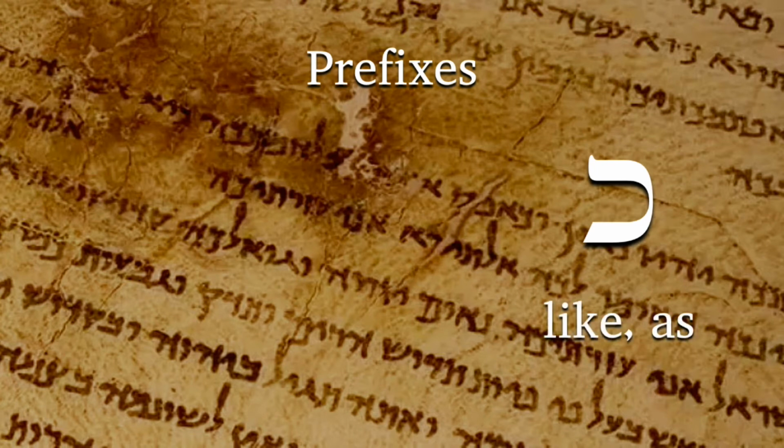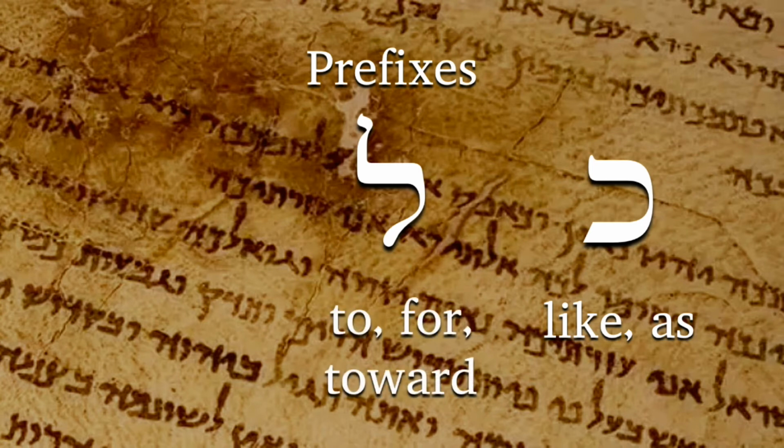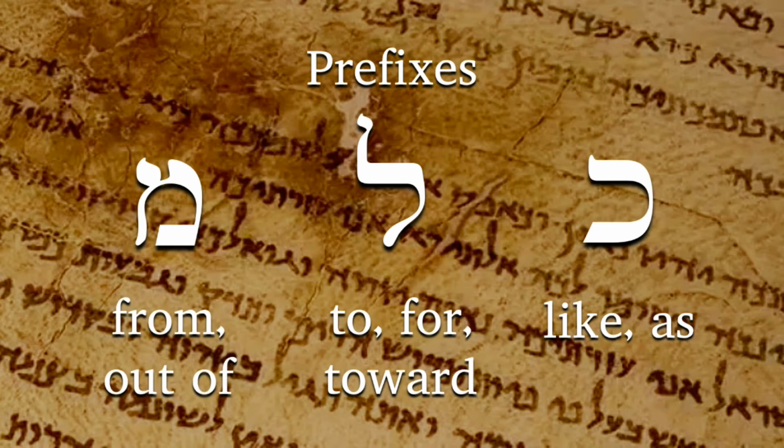The new prefixes was the letter kaf, which means like or as. The lamed was a prefix. Remember, that was a shepherd's staff or hook, leading, to lead something. So that's like toward, to, or for. And the letter mem, which meant from or out of something.